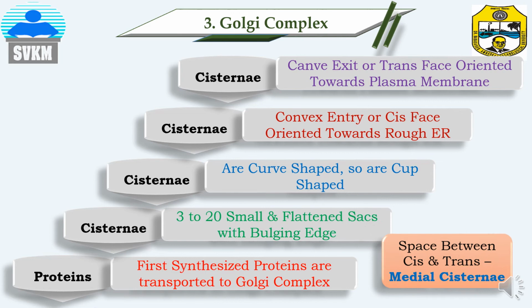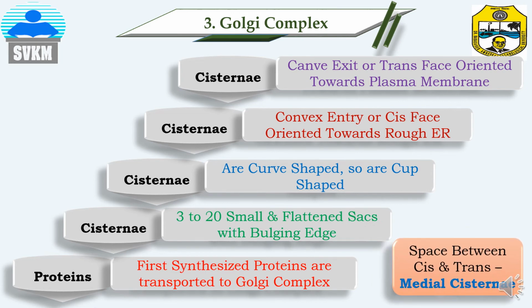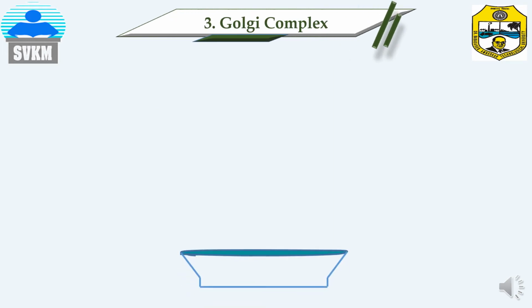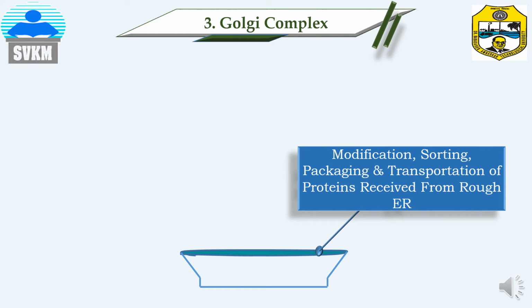The space between this cis and trans cisterna is called the cisternae, as you can see in the picture. Now, what are the functions of the Golgi complex? More importantly, the Golgi complex plays an important role in the modification, sorting, packaging and transportation of the proteins received from the rough endoplasmic reticulum. Here the proteins coming from the rough endoplasmic reticulum are modified, sorted, packaged and transported to the next organelles.